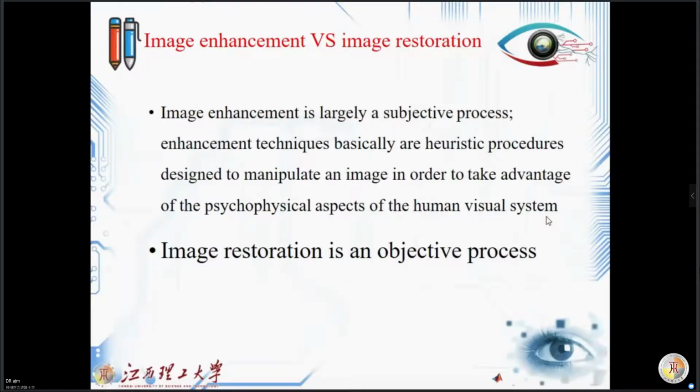Again, if we want to make this border clear, we can say that image enhancement is largely a subjective process, that enhancement techniques basically are heuristic processes designed to manipulate an image in order to take advantage of the psychological aspects of the human visual system. And again, as I say, image restoration is an objective process.